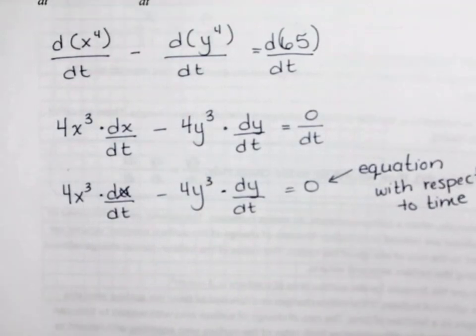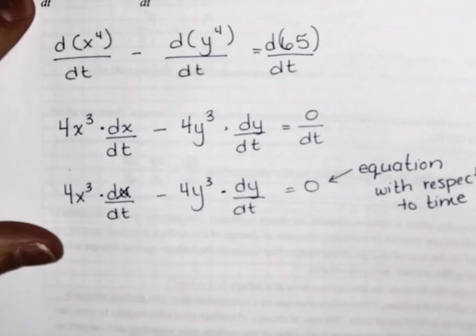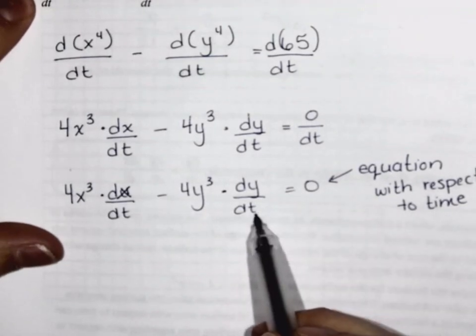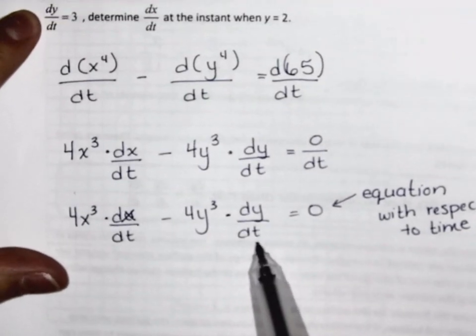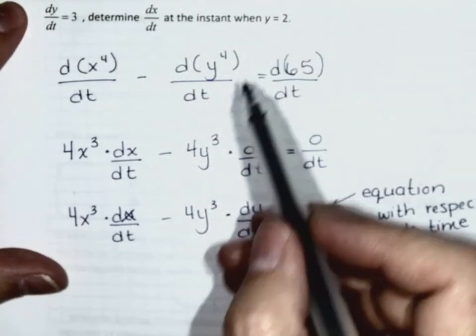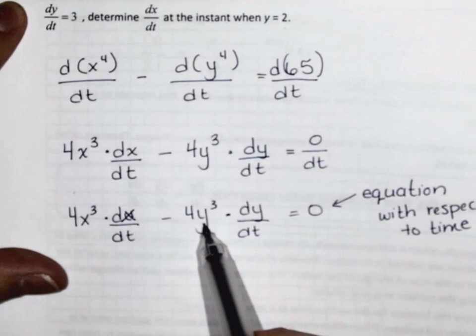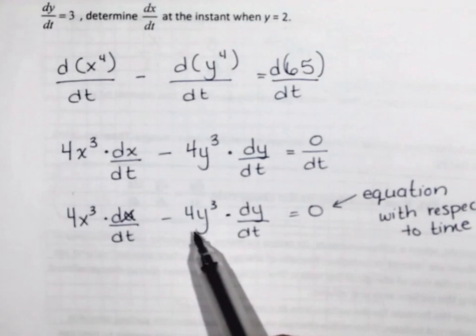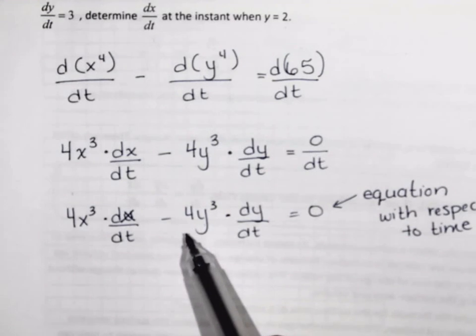So this is the equation with respect to time. Now we know some stuff. What do we know? dy over dt. We know this has a value of 3. What else do we know? Y is equal to 2. So we can substitute in for the y. And now we're solving for, what are we solving for? The dx over dt.